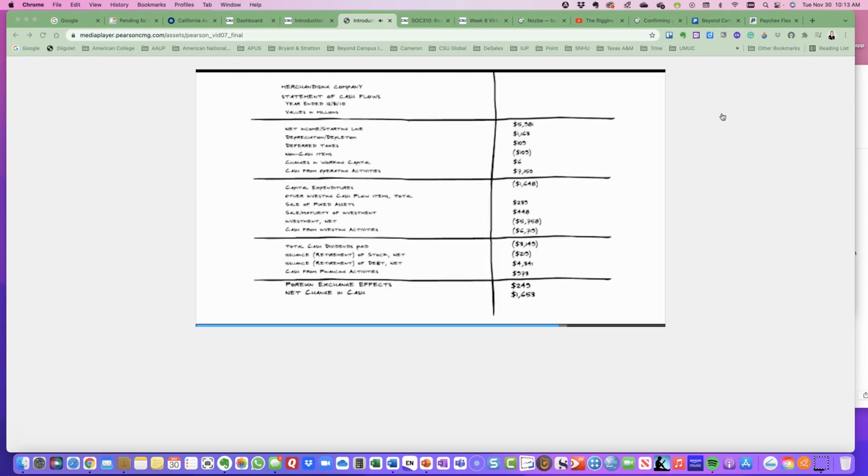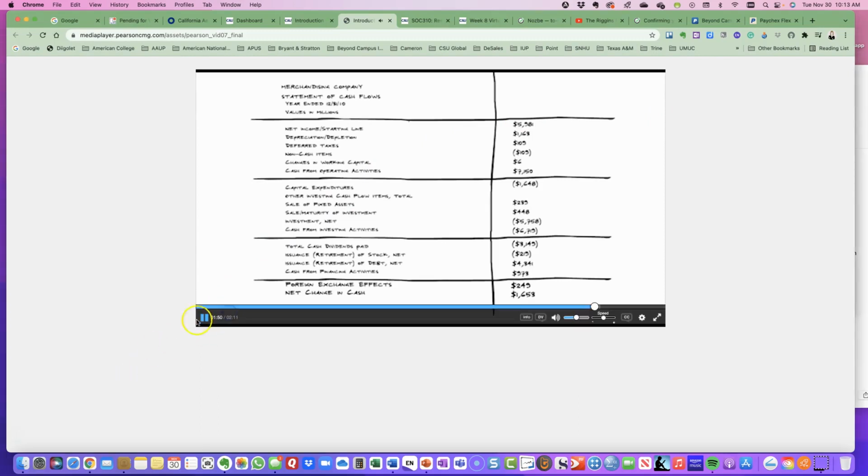The statement of cash flows shows the cash coming in, cash receipts, and the cash going out, cash payments, from the business activities, including operating, investing, and financing activities during a period of time.